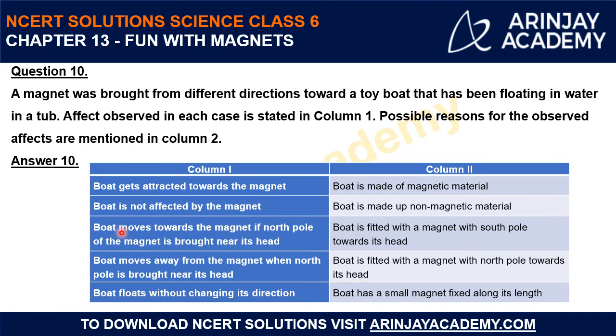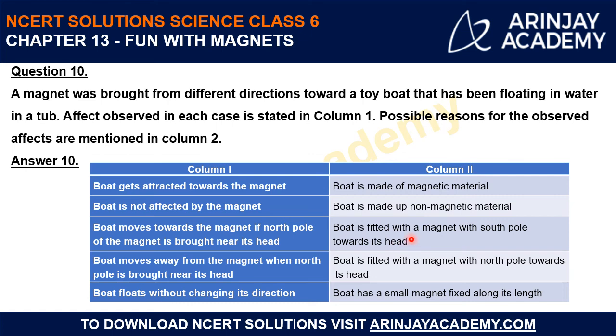The third effect is boat moves towards the magnet if north pole of the magnet is brought near its head. So the boat is attracted towards the magnet when we bring the north pole of the magnet towards the head of the boat. Alright, so our boat will have a head. When we bring the north pole of the magnet close to that head, we see that the boat gets attracted. So the reason is boat is fitted with a magnet with south pole towards its head.